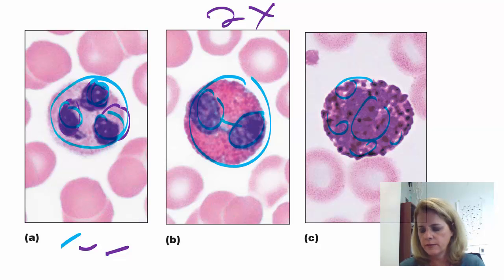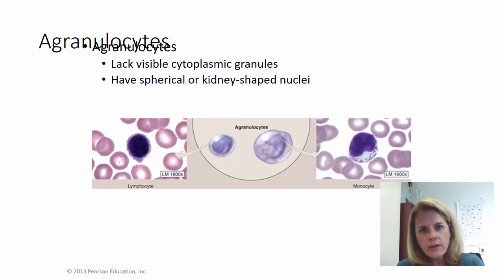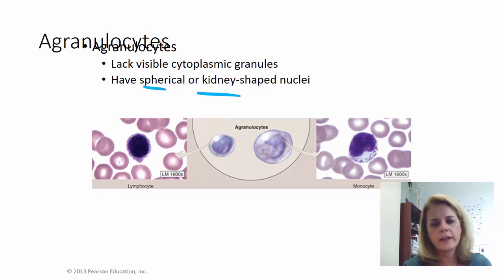And again, if they're bumpy, they look kind of granular, they're granulocytes, so the only choices you have are neutrophils, basophils, and eosinophils. Now the agranulocytes, these are the ones without granules, and they don't look bumpy, okay? And so their nucleus is either going to be spherical or kidney shaped. So you're going to look again at size and nucleus shape and kind of color.